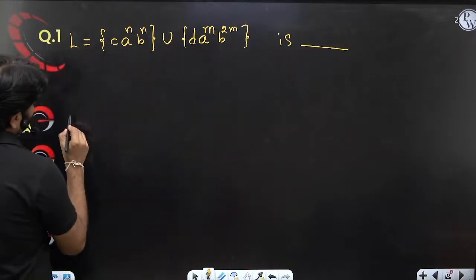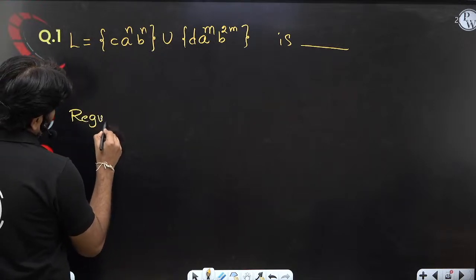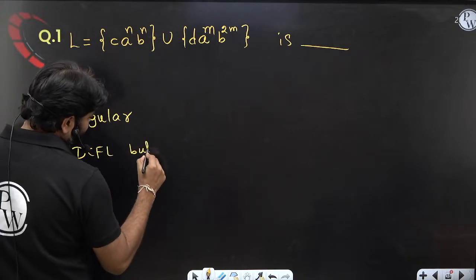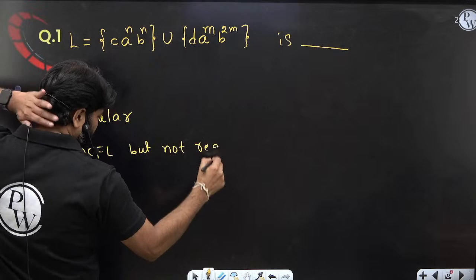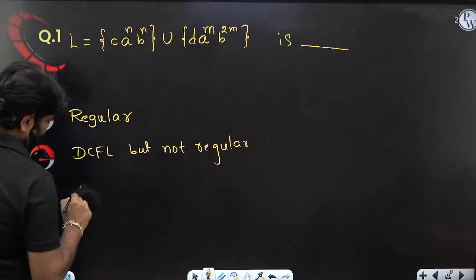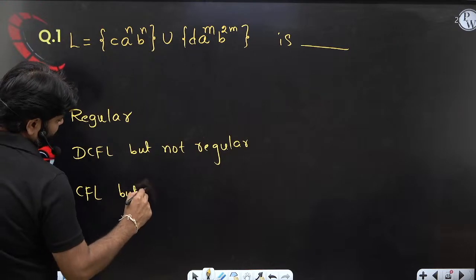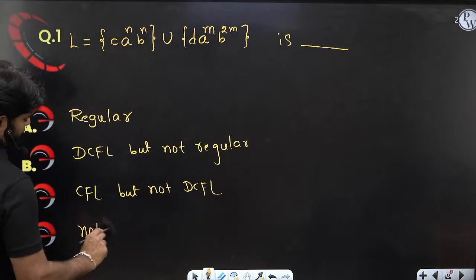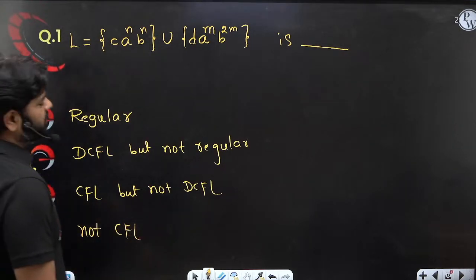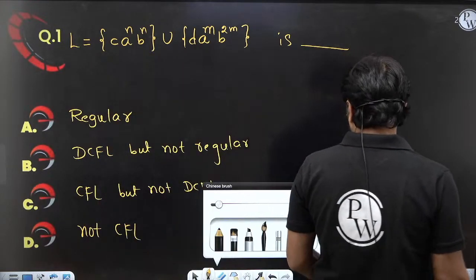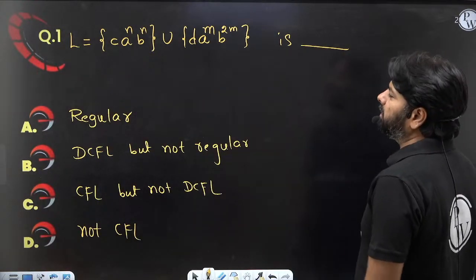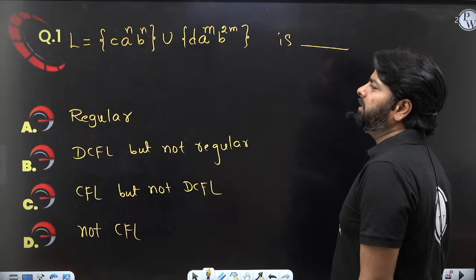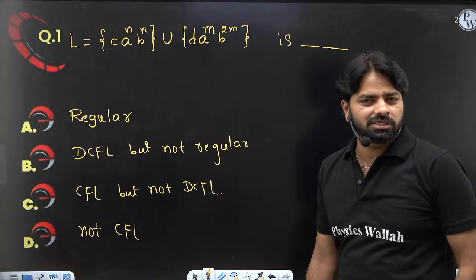Now you need to find what this L is. Is it regular? Is it DCFL but not regular? Is it CFL but not DCFL? Is it not CFL? Just choose which one is right. I hope you can easily answer this question, but before that, understand: if a string comes from this language, do you have any deterministic transitions in a sequence?